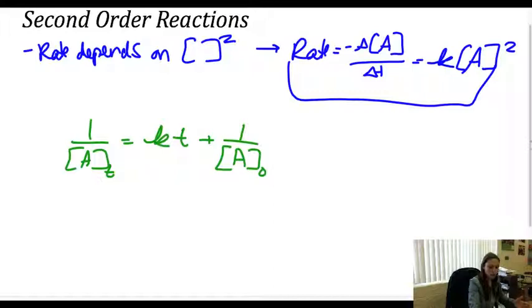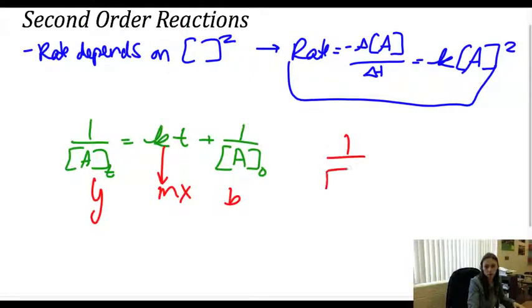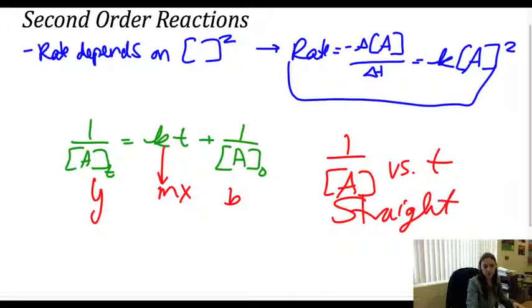So on this one, the y equals mx plus b. My m is still my rate constant k, but I'm going to get 1 over the concentration versus time to be straight. So if something was a second order reaction, if I were to graph the inverse of my concentration versus time, I would get a straight line. If it was not a second order, I would not get a straight line.